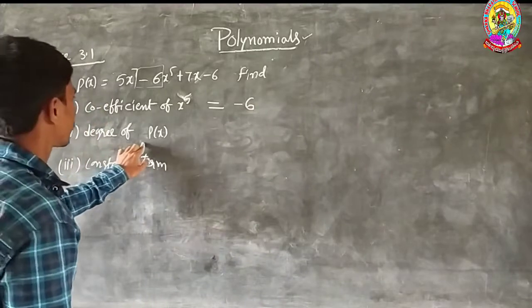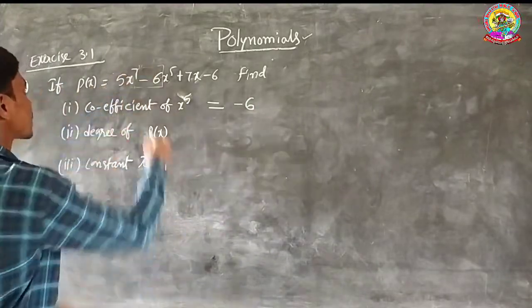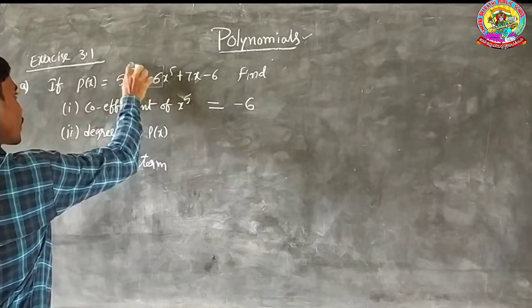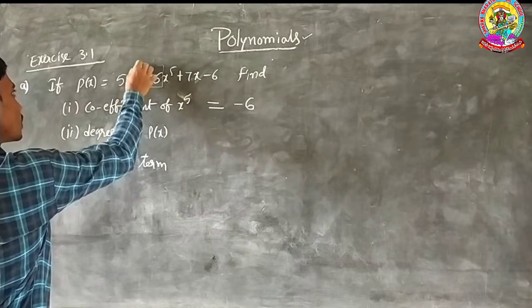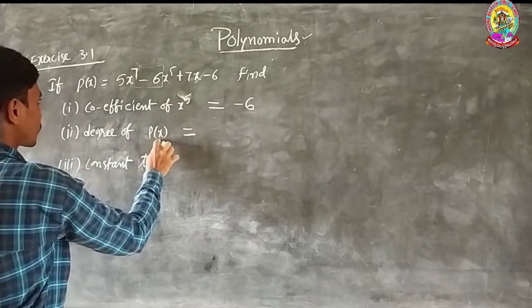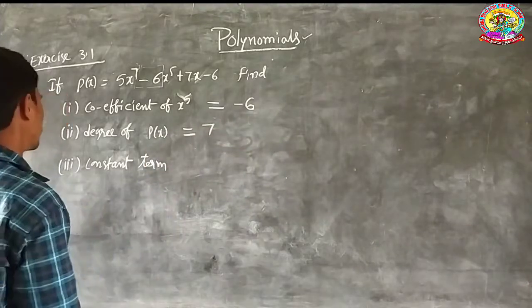What is the degree of p of x? In the polynomial p of x, what is the highest degree term? Here the highest degree term is 5x power 7. So that's why the highest power is 7. The degree of the polynomial p of x is 7.